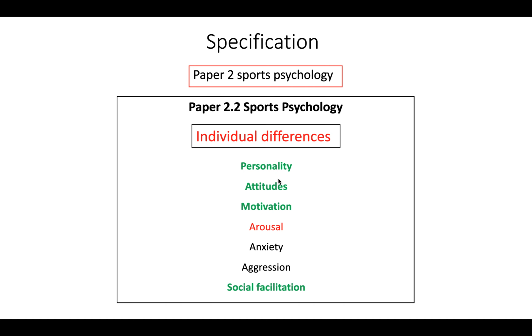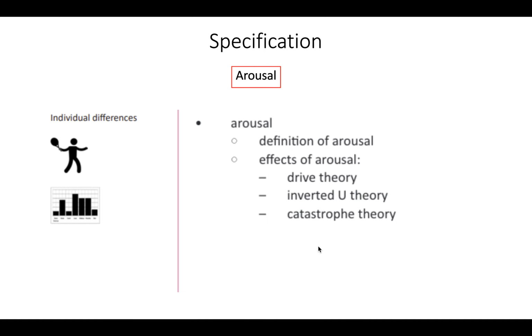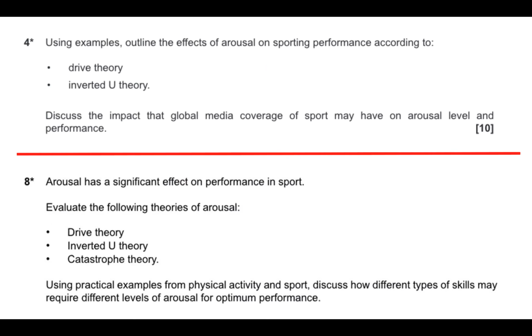So what we've looked at so far is personality, attitudes, motivation and social facilitation. Today we're going to be looking at arousal, and actually for this whole week we'll be focusing on arousal. So what do we need to know? We need to be able to define arousal and then look at the effects of arousal according to these three different theories: drive theory, inverted U theory and catastrophe theory. As I have said, these are theories, these are people's opinions on how arousal can affect our performance.